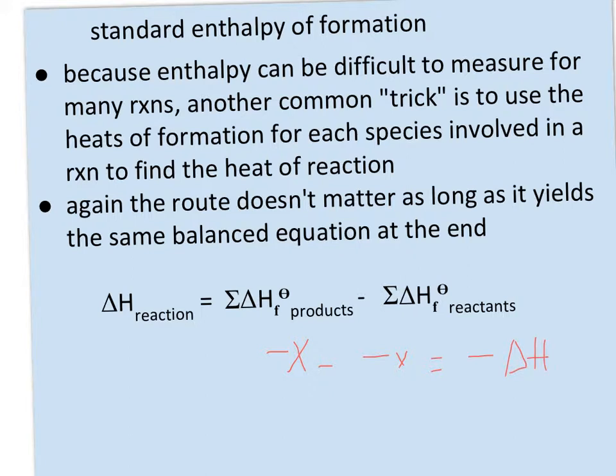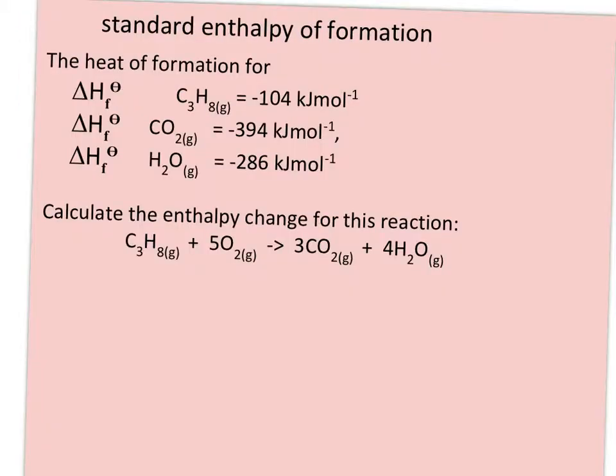But if it was an endothermic process, my products would have less energy released than the reactants that formed them, and so now when I take a smaller x minus a larger y, I get a positive delta H. So that's how I remember if I'm taking products minus reactants or reactants minus products. So let's take a look at an example.